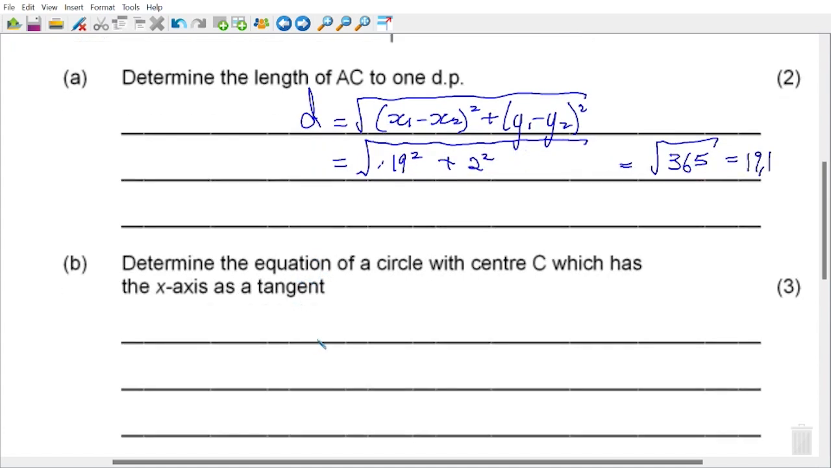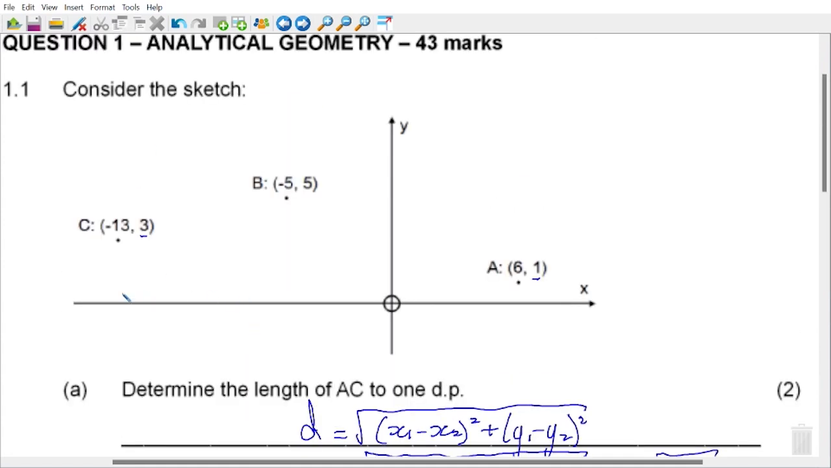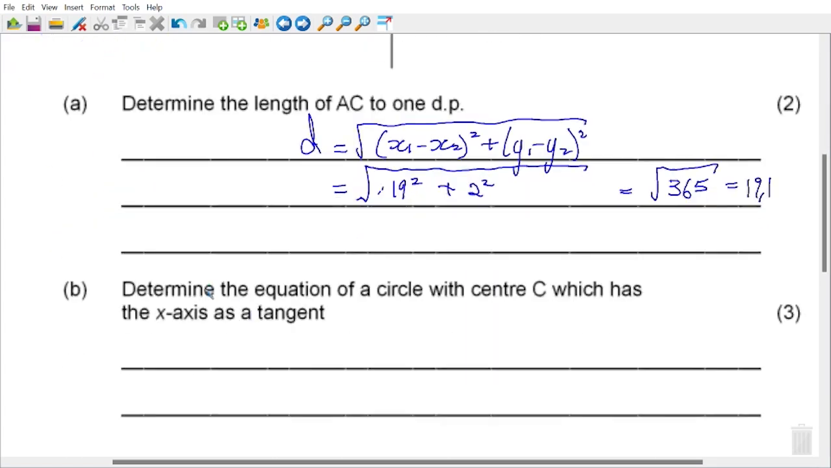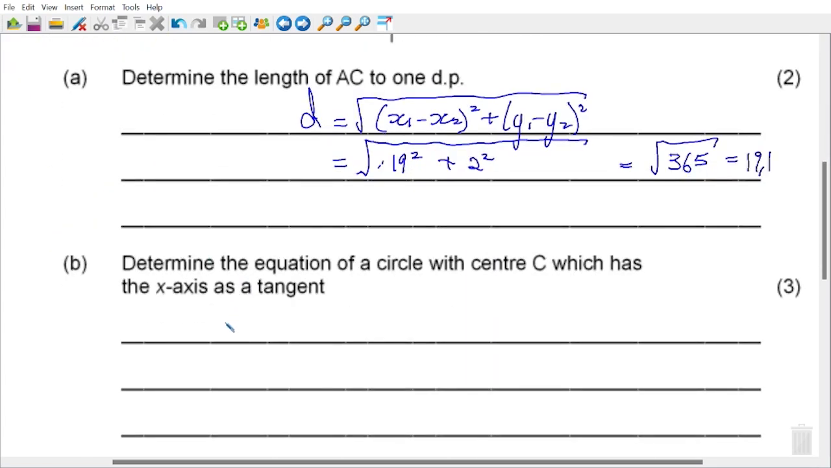Right, so the next question says determine the equation of a circle with center C, which has the x-axis as a tangent. So it's going to be a circle somewhere kind of here, like that. We know the center is negative 13, 3, and the radius is clearly going to be 3. Our standard form for the equation of a circle has x minus the x coordinate of the center, so it's actually going to be x plus 13 all squared plus y minus 3 all squared, and then that will equal our radius squared, which will be 3 squared.